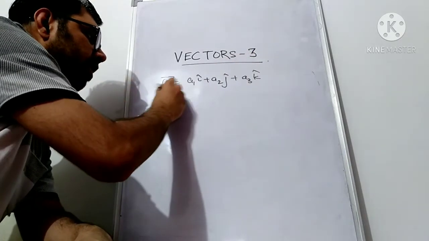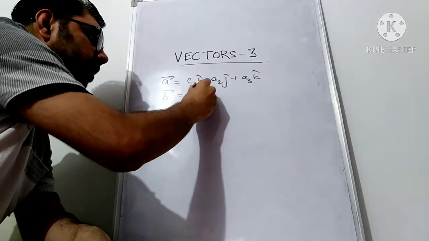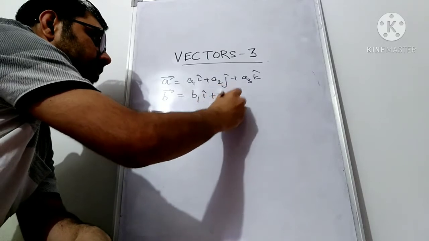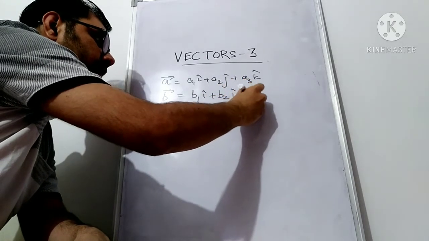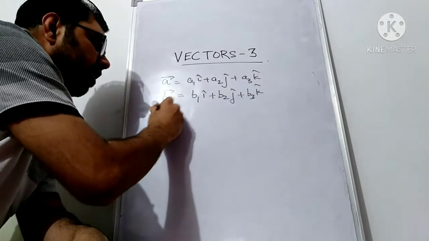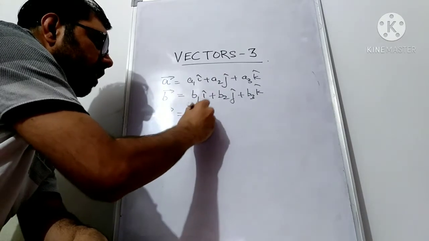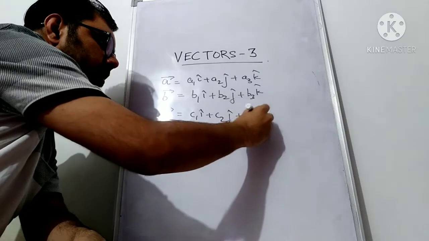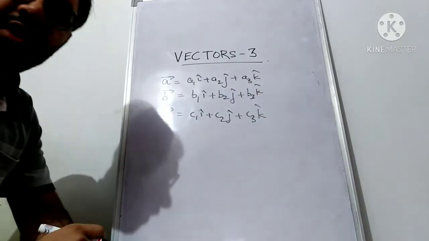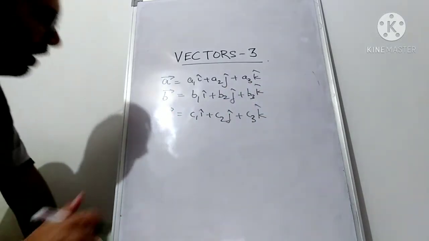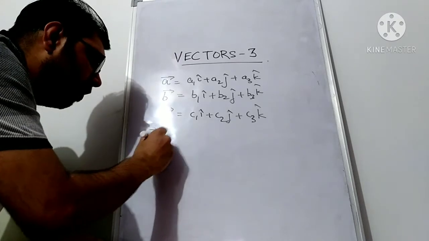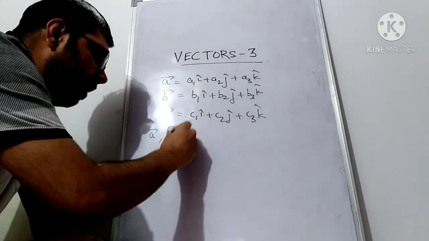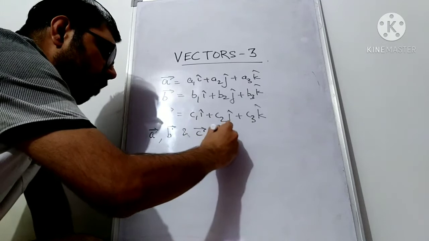Okay, b vector is b1 i cap plus b2 j cap plus b3 k cap. And c vector is c1 i cap plus c2 j cap plus c3 k cap. So we have these three vectors, and we are given that a vector, b vector and c vector are coplanar.